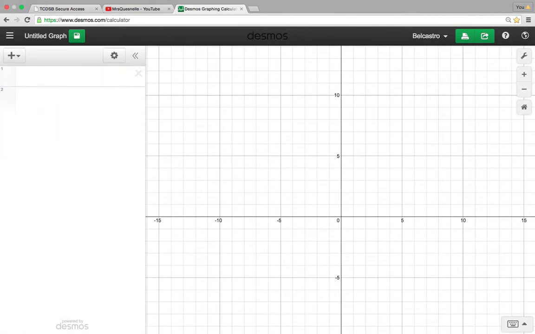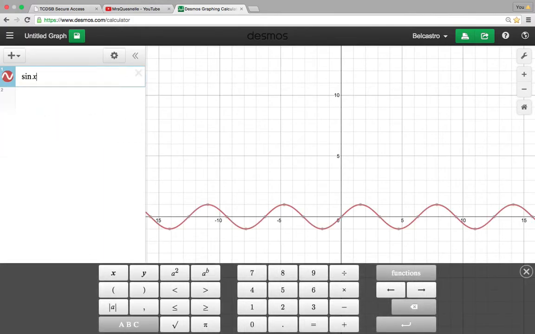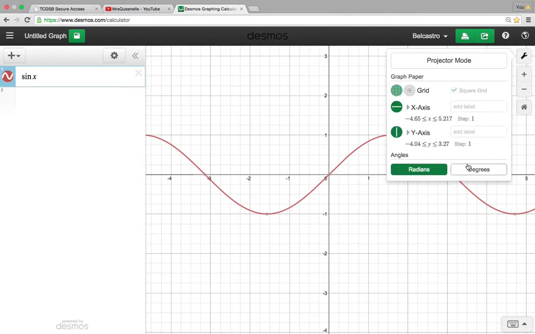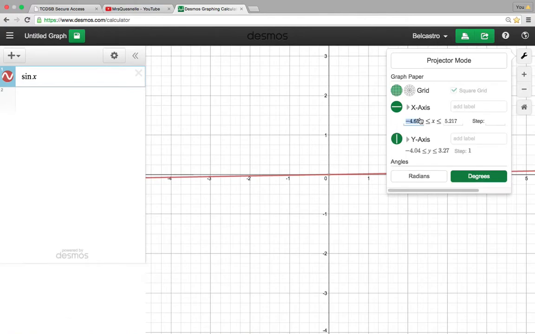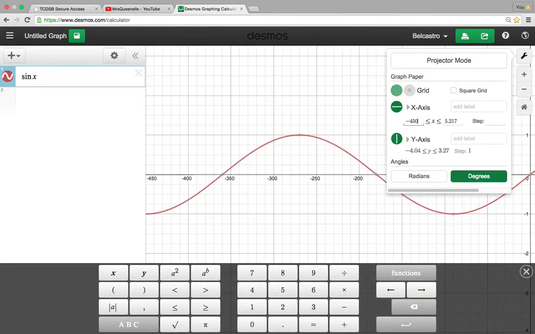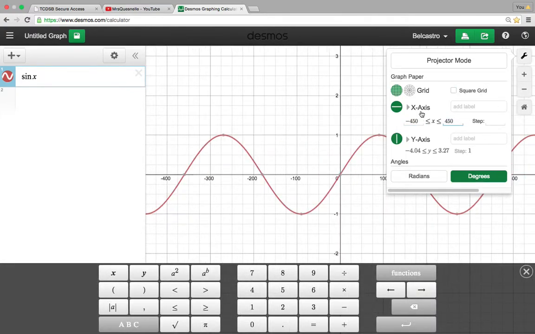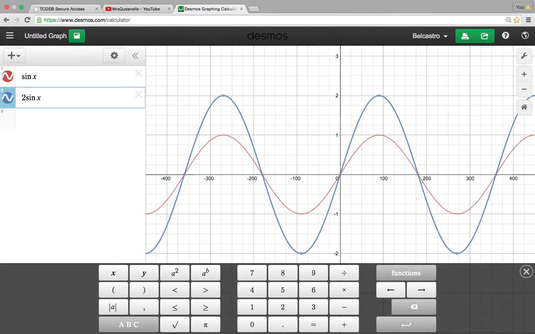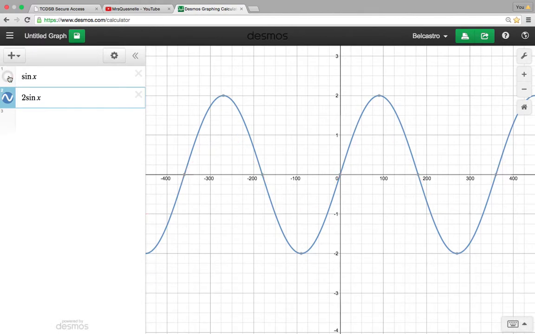All right, so the original was sine x. So there's our wave. Actually, we're in degrees and this thing's in radians. So let me just fix this a little. Negative 450 and positive 450. The first transformation we made was 2 sine x. So you can see that it got stretched vertically. So we'll turn the old one off. Okay, so now we're at the blue one.